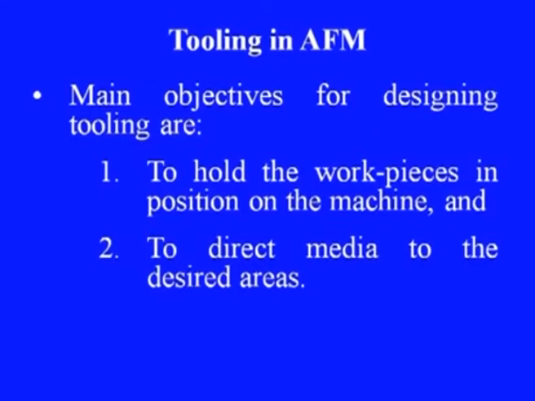Now, let us see the toolings in AFM. The main objectives for designing tooling in this AFM process are to hold the workpiece in position on the machine, and then to direct the media to the desired areas. Generally, 2-3 popular materials are used for tooling. Number one is steel, which has very good strength and durability, so it can be reused for several hours of working.